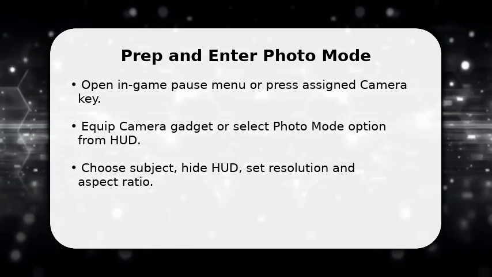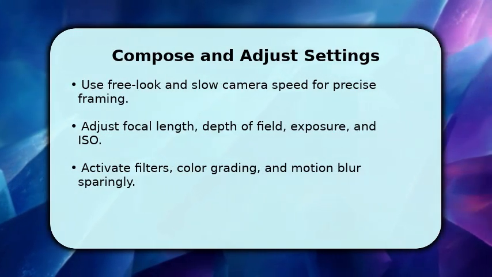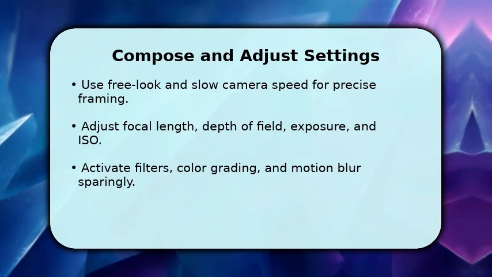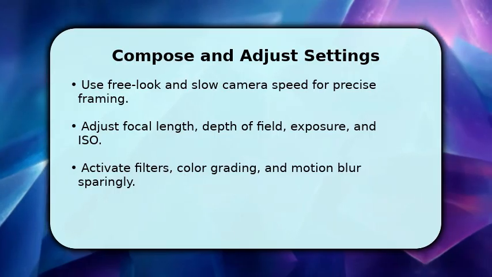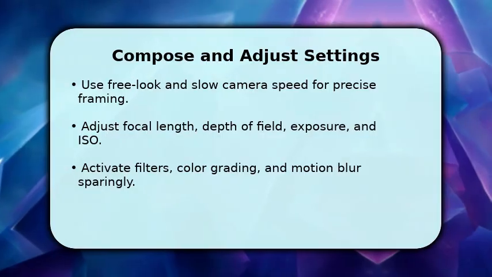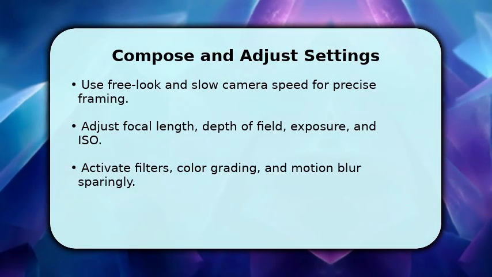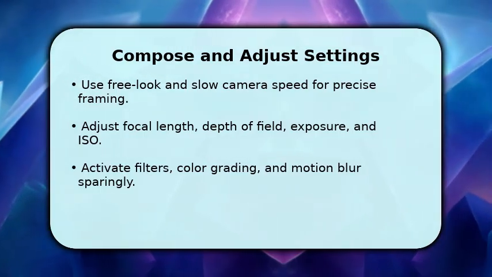You're composing the scene now, so move the camera slowly and use free look for accurate framing. Change focal length to control subject compression and tweak depth of field to isolate your subject. A shallow plane blurs backgrounds nicely. Next, dial exposure and ISO to balance highlights and shadows. Watch for blown-out skies. Once the basics are right, apply subtle filters and color grading to match mood. Make small adjustments, review, and refine.